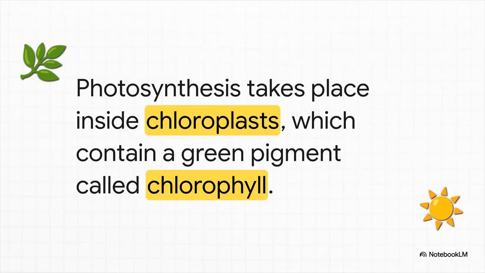As we mentioned briefly before, this takes place inside structures called chloroplasts. But what makes chloroplasts so special? Well, they contain chlorophyll. Chlorophyll is a green pigment, and its specific job is to absorb the sunlight that acts as the reactant we just saw. The chloroplast is the ultimate site of photosynthesis in plant cells.